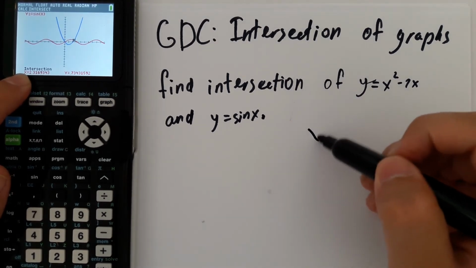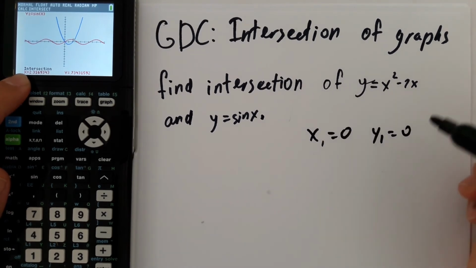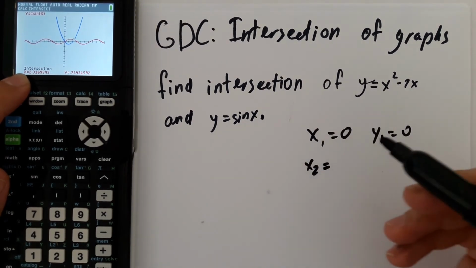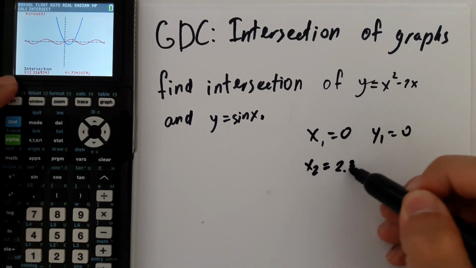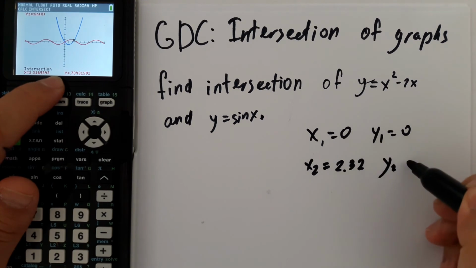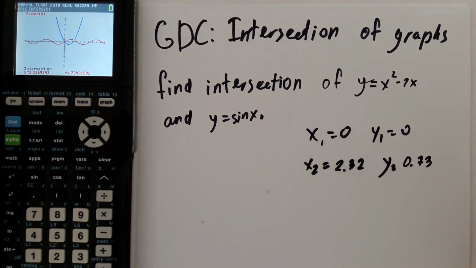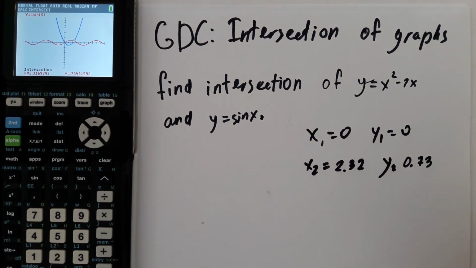Let me write them. The first intersection is 0 and 0. The second intersection is 2.32 and 0.73. Let it be like this, in two decimal places. Okay, that's all.